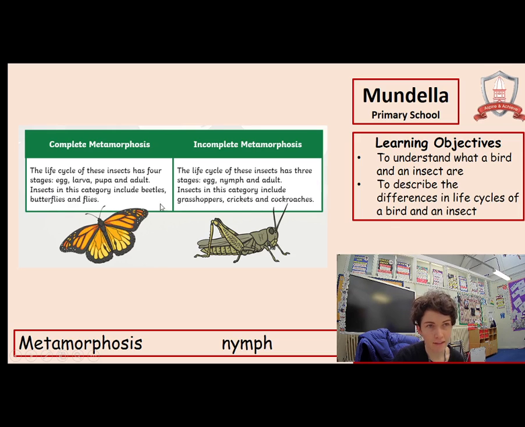The life cycle of these insects has 4 stages: egg, larva, pupa, and adult. Insects in this category include beetles, butterflies, and flies. In incomplete metamorphosis, there are 3 stages to the life cycle: egg, nymph, and adult. Insects in this category include grasshoppers, crickets, and cockroaches. So a nymph in this particular context is like the young, right? So that's part of incomplete metamorphosis.